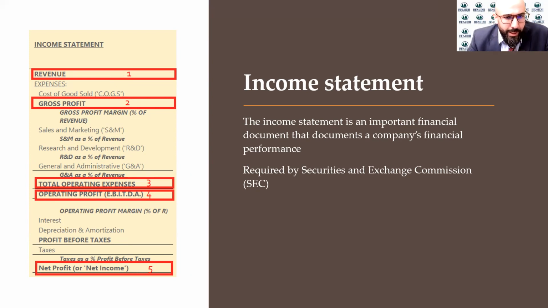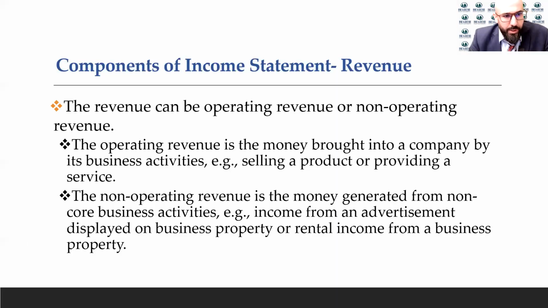If you look into any income statement, you will see 5 parts. These are number 1, revenue; number 2, gross profit; number 3, total operating expenses; number 4, EBITDA; number 5, net profit. Let's go and talk about each one of these components. Okay, the first part is the revenue.